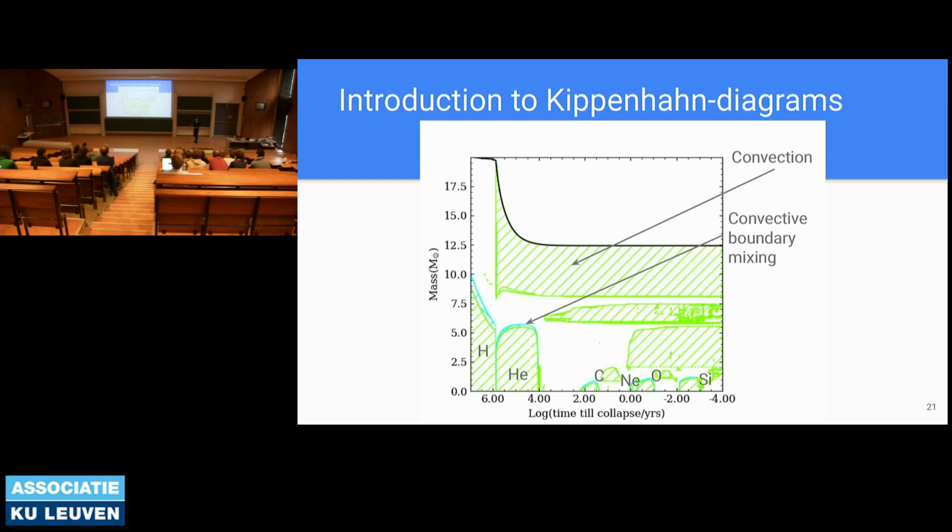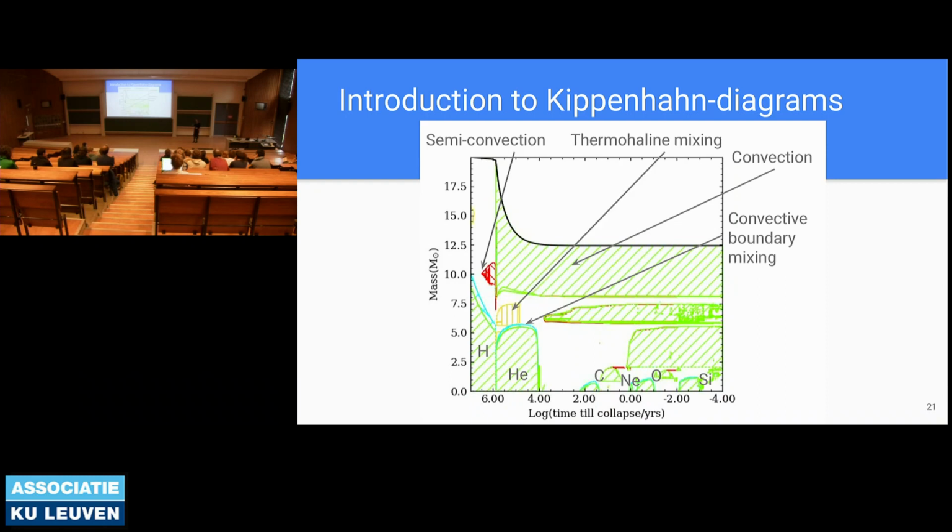Now, we said previously that I make use of the Ledoux criterion for convection. And there is also the Schwarzschild criterion. And there are areas where those two do not agree with each other. In this area, we get semi-convection. So the red parts are where you have semi-convection.